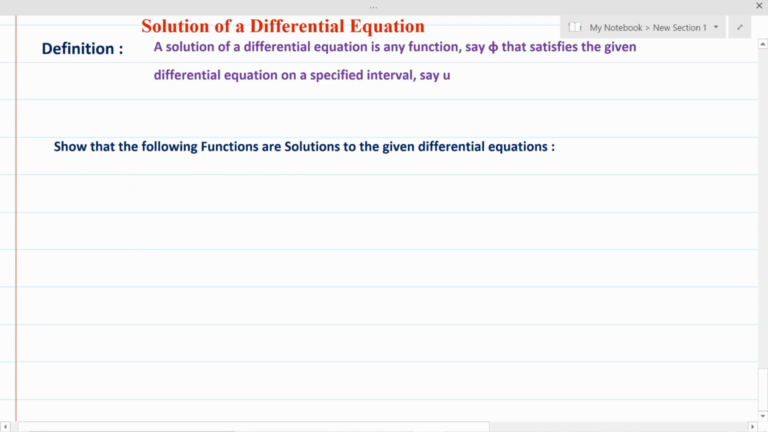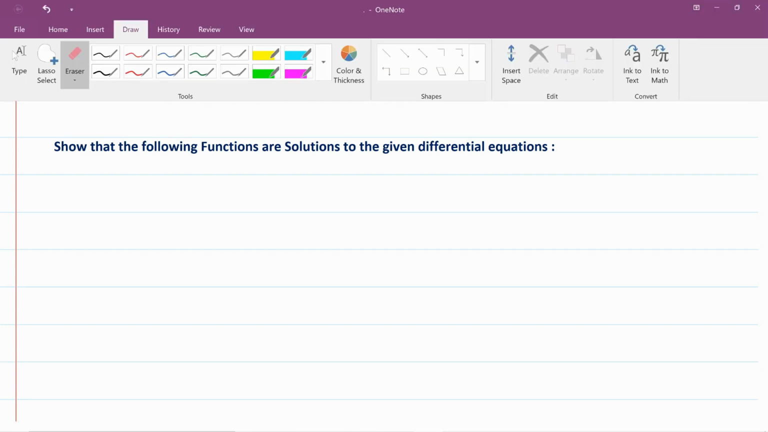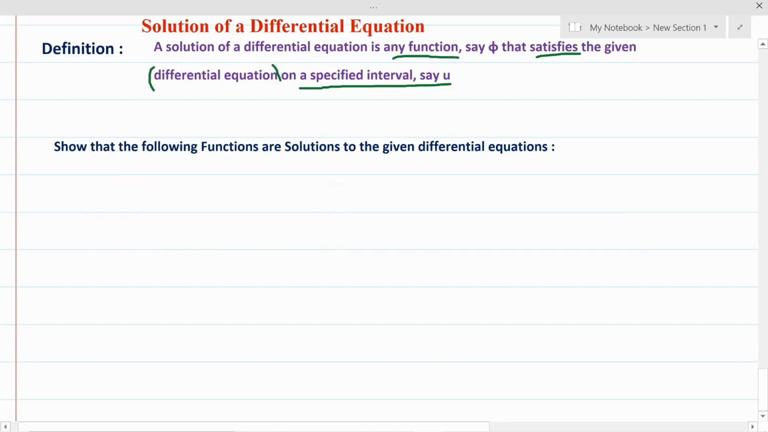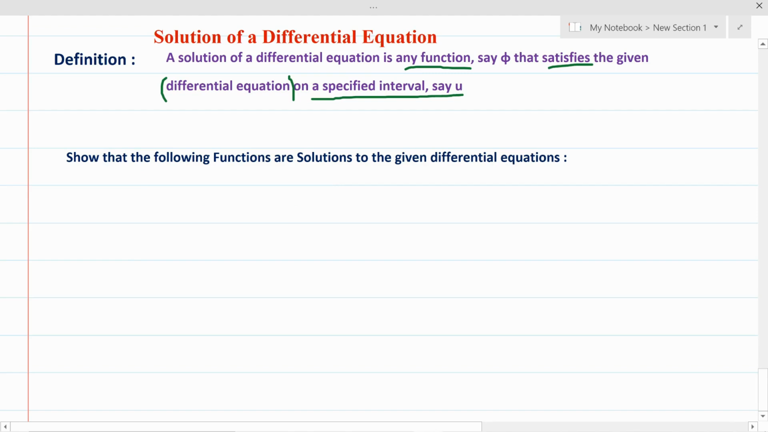A solution of a differential equation is any function, say phi, that satisfies (this word is really important) the given differential equation on a specified interval, say I. Given any differential equation, any solution of it should satisfy the given differential equation. So, show that the following functions are solutions to the given differential equations.